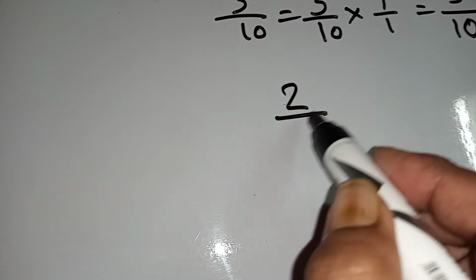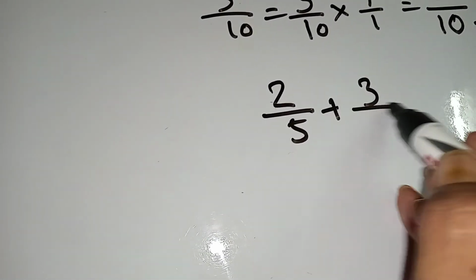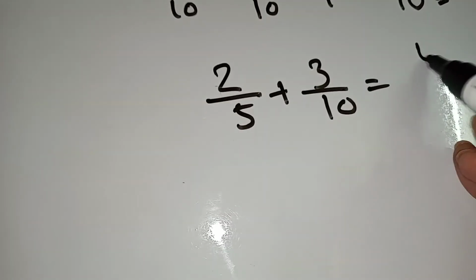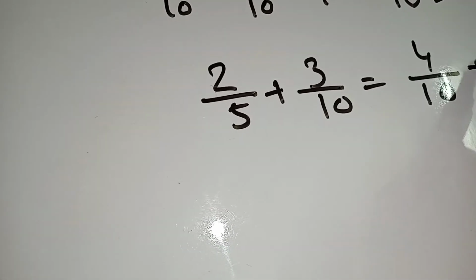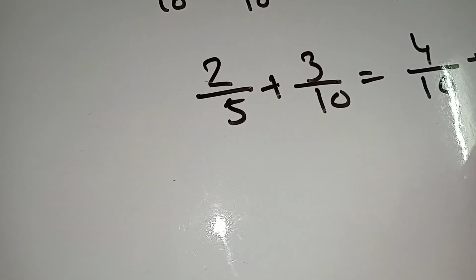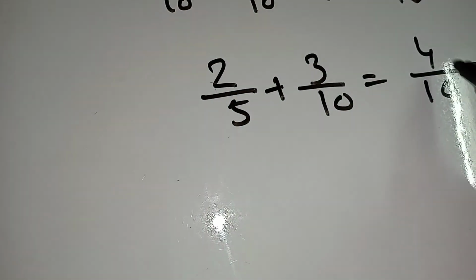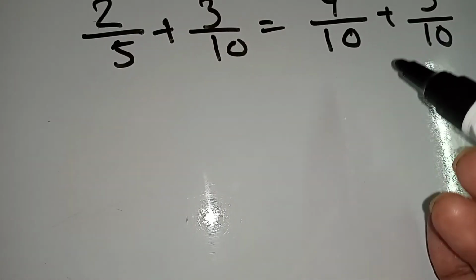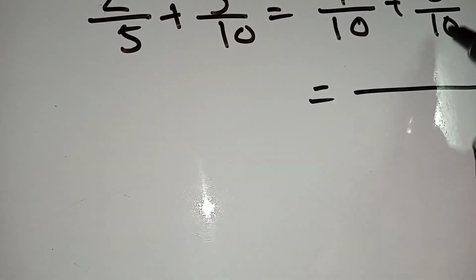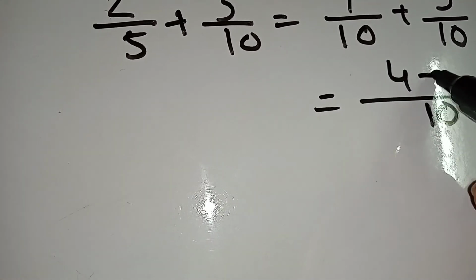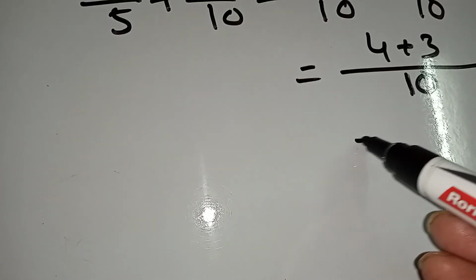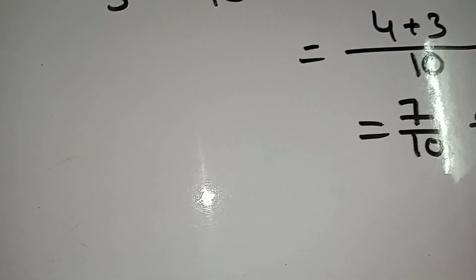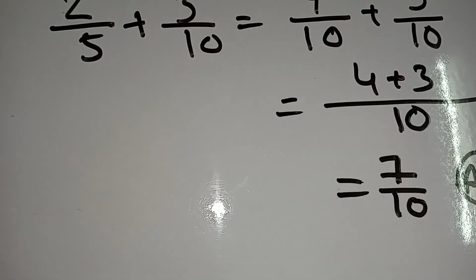Now, 2 by 5 plus 3 by 10 equal to. We can write this: 2 by 5 means 4 by 10 and 3 by 10 means 3 by 10. Now, both denominators are 10, that means 4 plus 3 equal to 7 by 10. This is the answer. Okay.